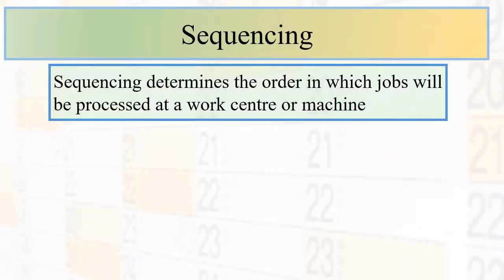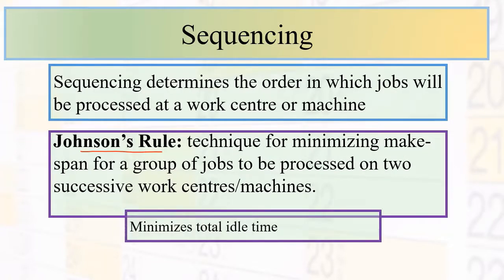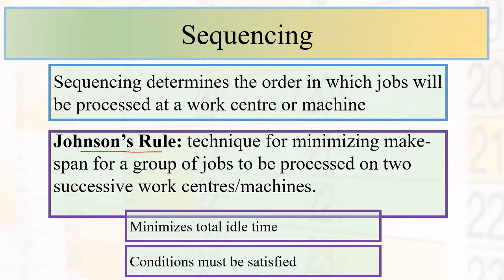So in sequencing, there is another very important topic, which is Johnson's rules, which is basically trying to assign jobs to machines or work centers. And we have some conditions that we need to respect when we do this.